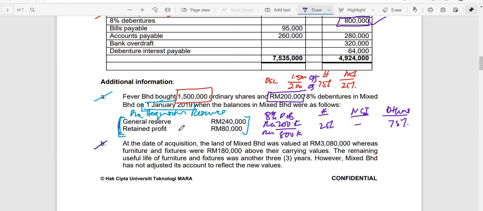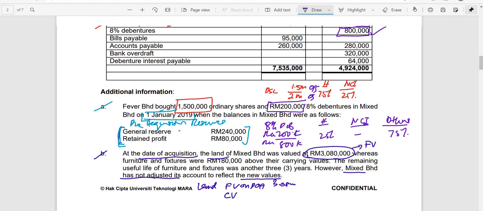Right, let's look at the second one. The second one will also affect the calculation of goodwill, because on the date of acquisition you have to calculate the equity in the subsidiary, and you need to calculate the net asset. The land here was valued at 3.08 million. This is actually the fair value on the date of acquisition. You need to reflect the new value, 3.08, because the company Mix Berhad had not adjusted, so you have to adjust during consolidation.